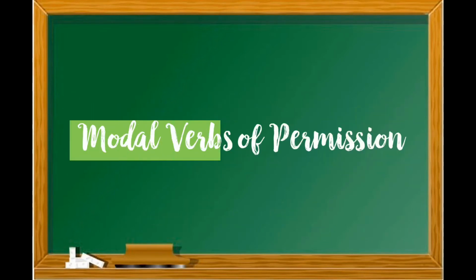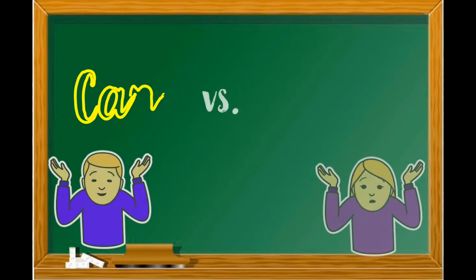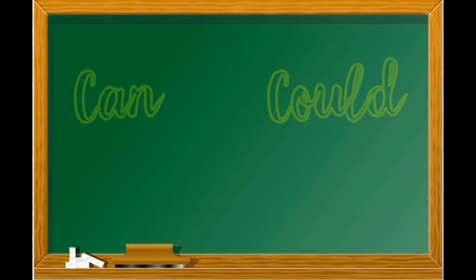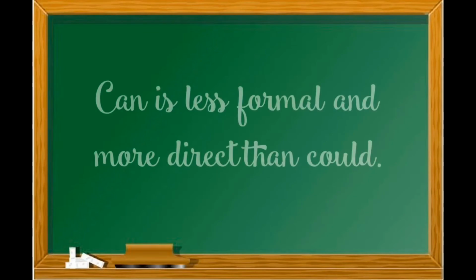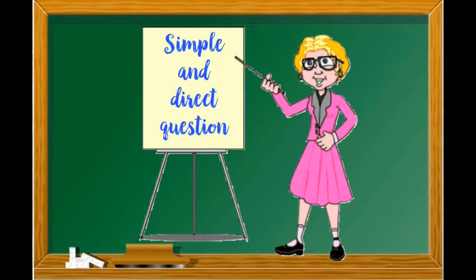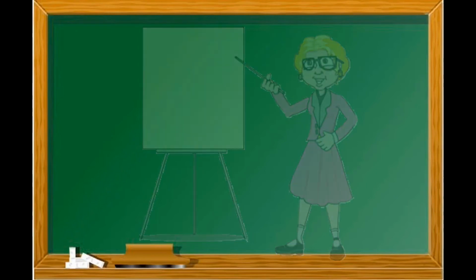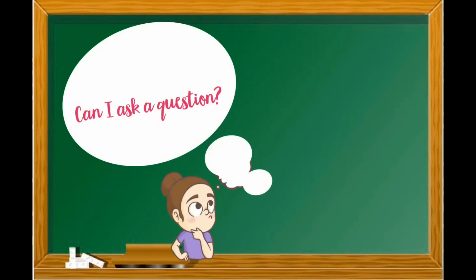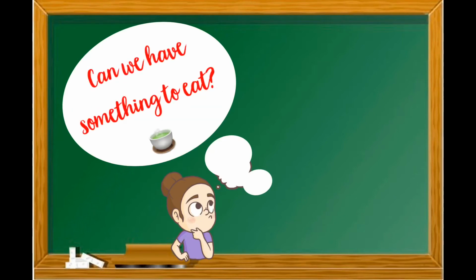Use the modal verbs of permission, can or could, to indicate whether someone has permission to do something or not. Can is less formal and more direct than could. When asking in a simple or direct way, we can use can. For example, can I ask a question? Can we have something to eat?